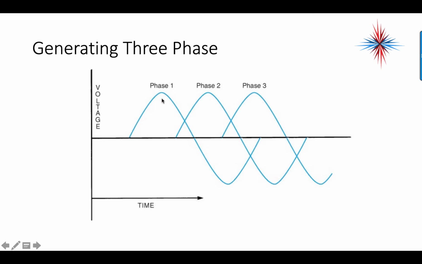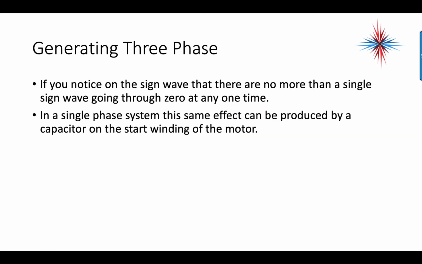So when we connect from L1 to L2, we always have a voltage differential between any 3 wires at any time. If you notice on the sine waves, there's no more than a single sine wave going through 0 at any one time. In a single phase system, this same effort can be produced by a capacitor on the start winding of a motor. Because again, capacitors block DC but pass AC current, but there is a delay.